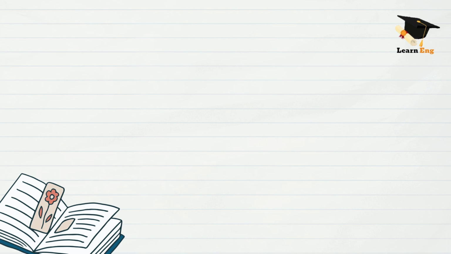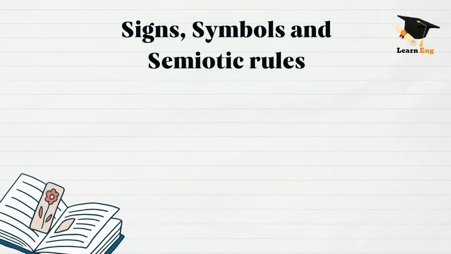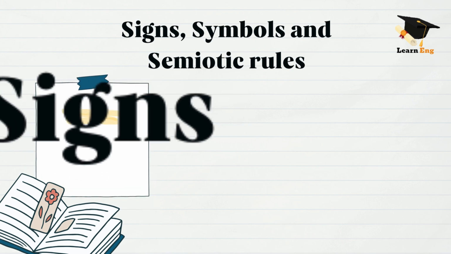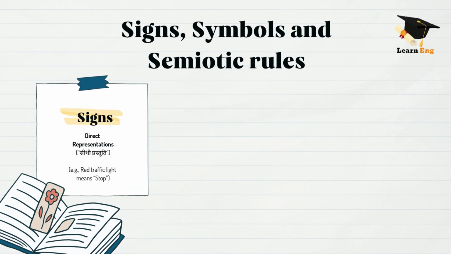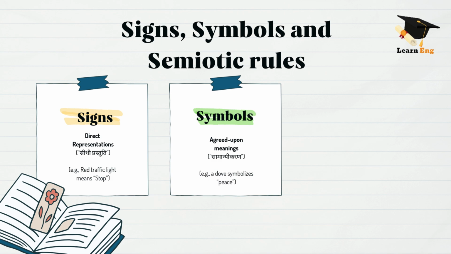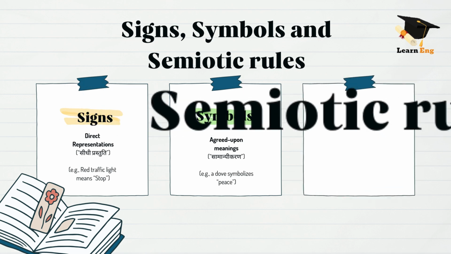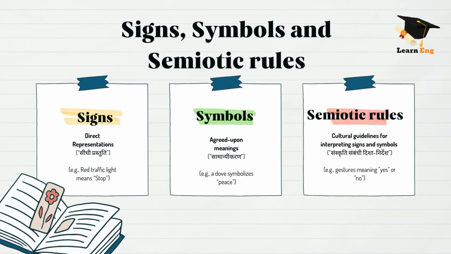Now let's understand, what are signs, symbols, and semiotic rules? Signs are things that represent something else. For example, a red traffic light means stop. Symbols are agreed upon meanings. For example, a dove symbolizes peace. Semiotic rules are the cultural guidelines for interpreting signs and symbols. For example, gestures meaning yes or no. Together, they enable clear communication by ensuring shared understanding.